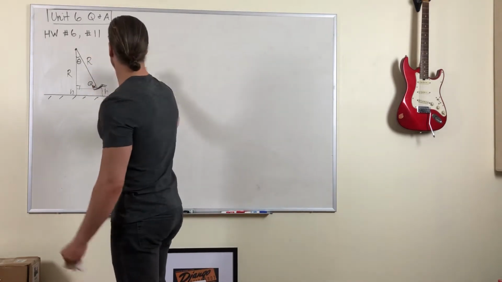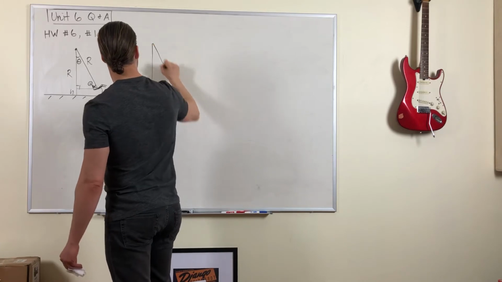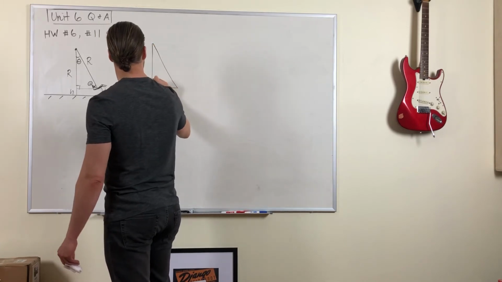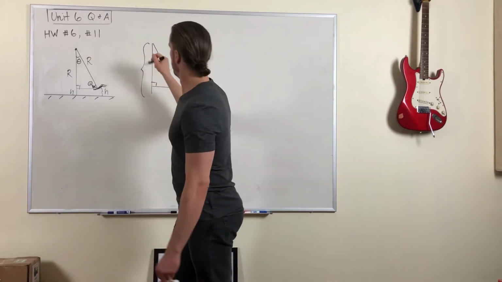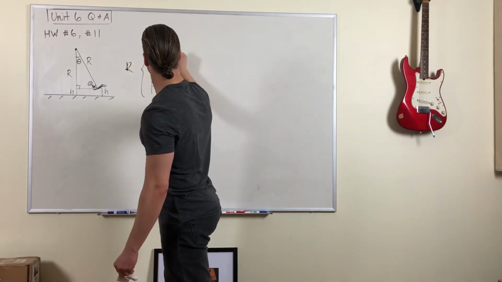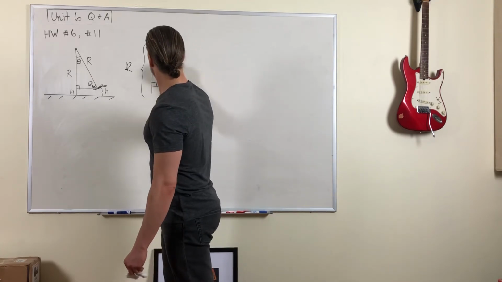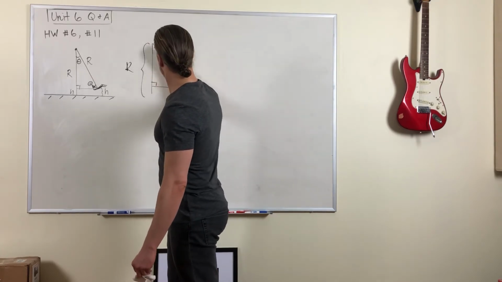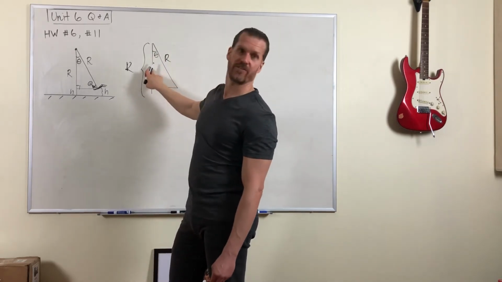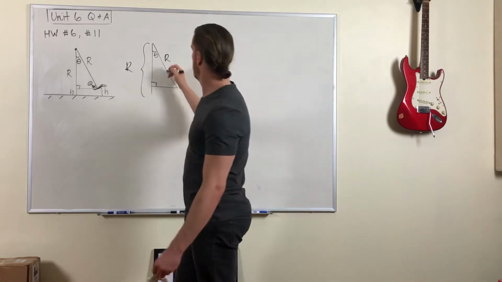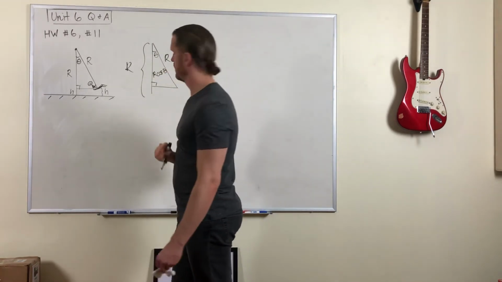Let me redraw this triangle without the kid on the swing. So this whole thing is r. This side is r. And this part of the right triangle is the adjacent side of the triangle. So it's r cosine theta.